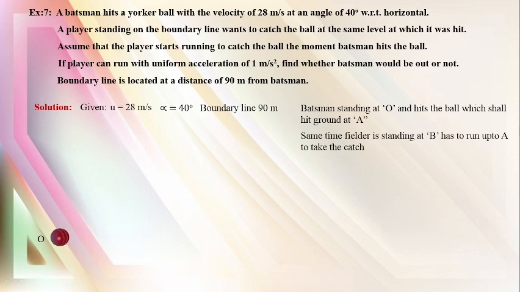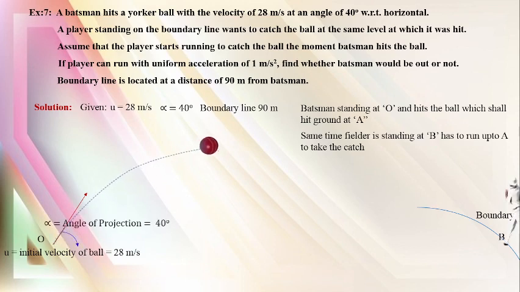And the second thing: the moment the batsman has hit that ball, the fielder on the boundary starts running so as to take a catch of that ball, and here we have to decide whether the batsman is going to be out or not. So this is the boundary. Here the initial velocity of the ball with which the batsman has hit is given, and the inclination of the projection is also given. So it reaches here and it will touch the ground. Is it okay? So this is a pure projectile problem.